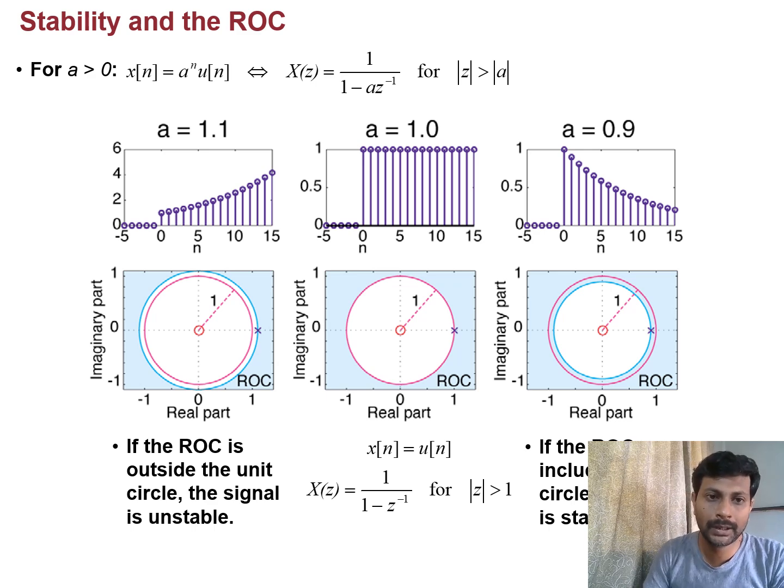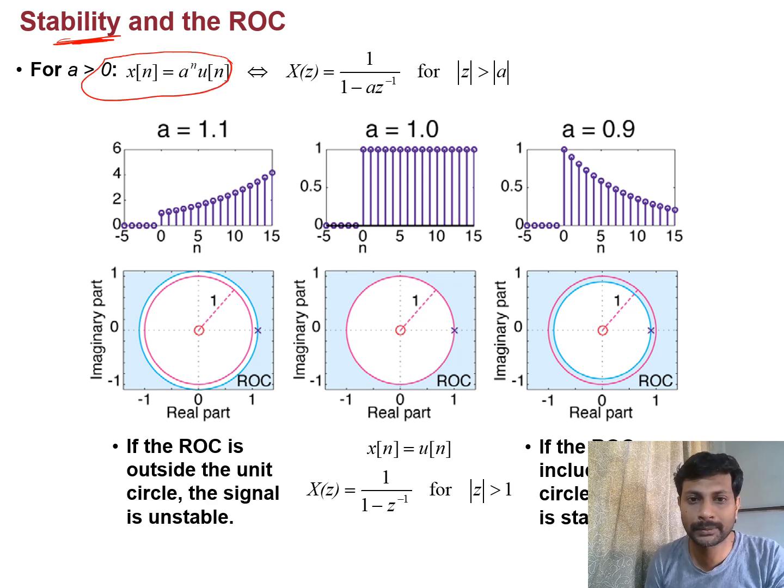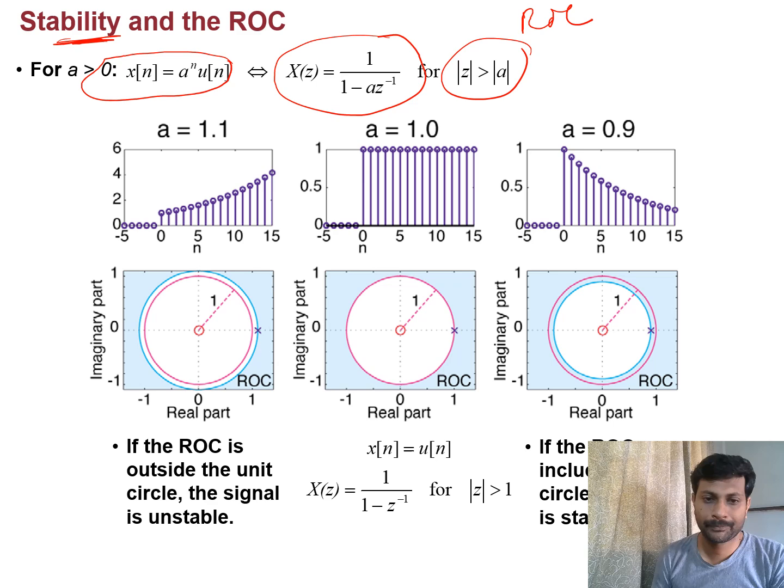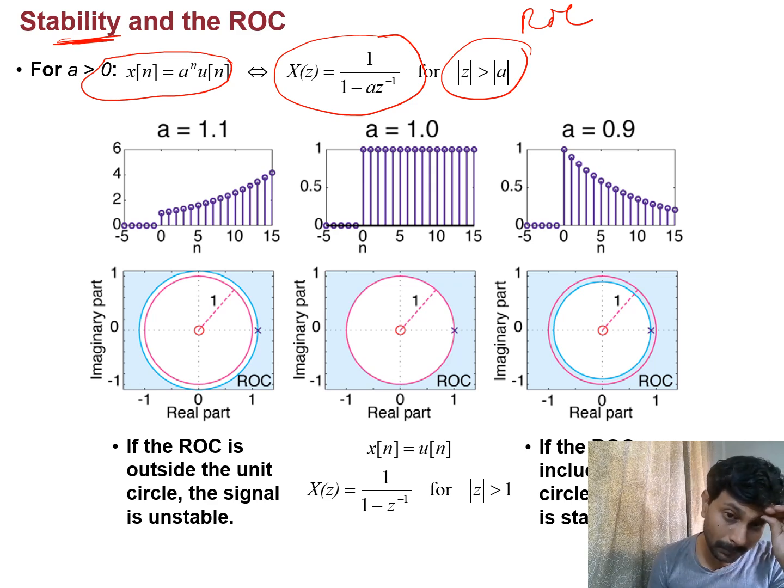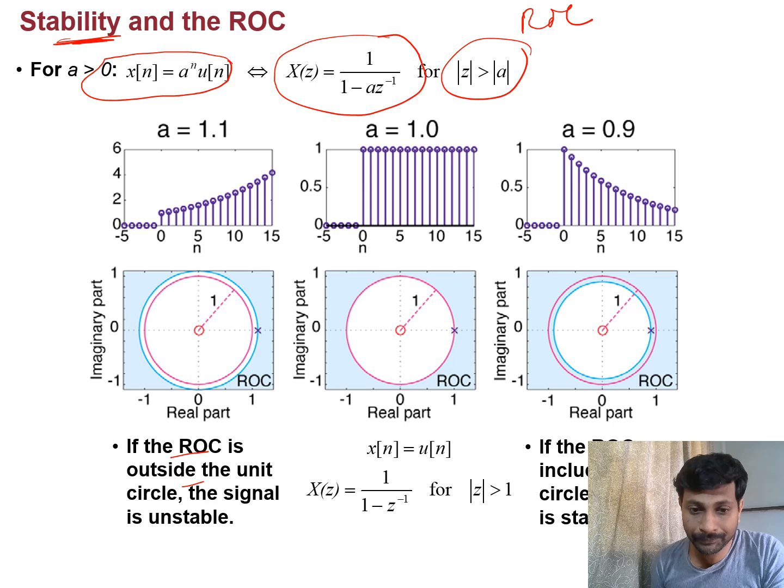Now, stability and ROC. For a greater than 0, x[n] equal to a to the power n u[n], as in the previous example, and this is the Z transform that we derived, and this is the ROC. Let us consider a value of a equal to 1.1. Is the system stable? Let us see. If the ROC is outside the unit circle, then the system is unstable.